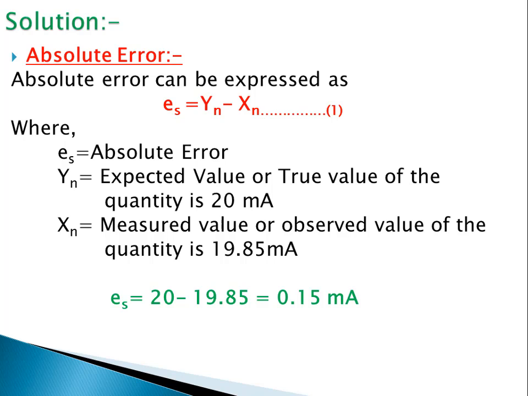Here Yn is equal to 20 milliamps and Xn is equal to 19.85 milliamps, so absolute error es becomes es = 20 - 19.85. After calculation, absolute error es becomes 0.15 milliamps. This is how we have to solve the absolute error in the given problem.